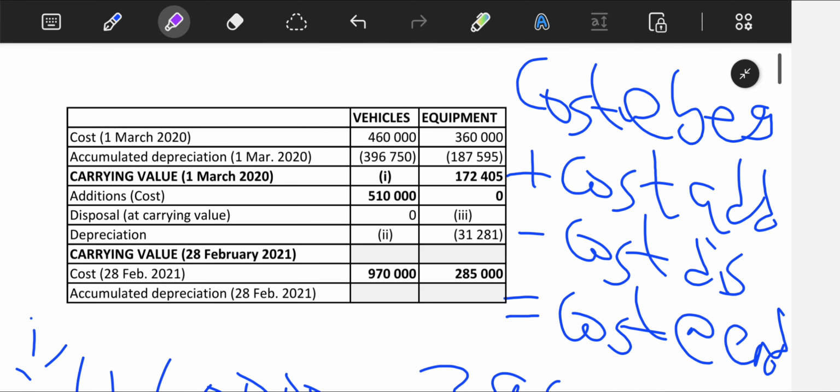We are going to use this method. Cost at the beginning plus addition minus disposal is equal to cost at the end. Now let's see. We have cost at the beginning is 360, plus addition, we didn't buy anything, minus cost of the disposed, which is the one we are looking for, is equal to cost at the end, which is 285.